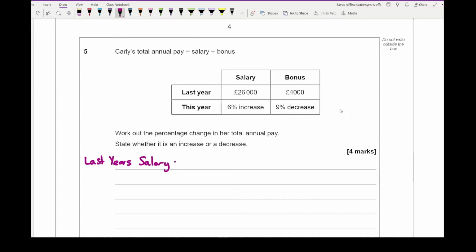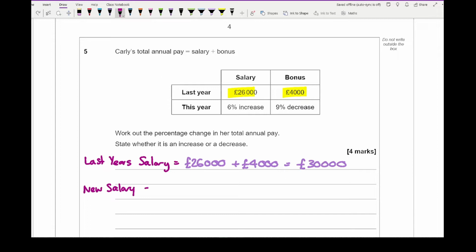So to do that, all we need to do is just basically add these two numbers up. So here that's going to be 26,000 plus 4,000, which comes up to a total of 30,000. Then what we then need to do is work out what the new salary is.